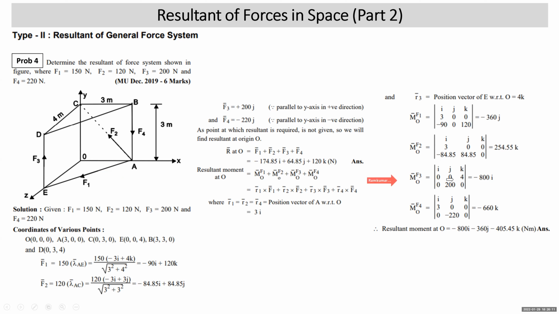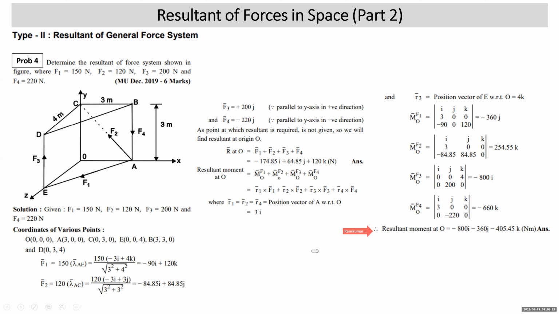Moment of F3 about O, i j k. This is your R3, and this is your F3. Moment of F4 about O, i j k. This is the coefficient of R4, and this is the coefficient of F4. Sum them up. Moment of F1 about O plus F2 about O plus F3 about O plus F4 about O is the resultant moment at O. This is the answer.